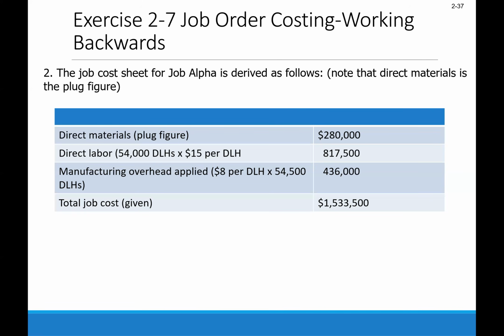Then we plug in the different number. So we basically can take we know the labor, we know the manufacturing overhead. This is a plug-in number. Does that make sense? Yes.